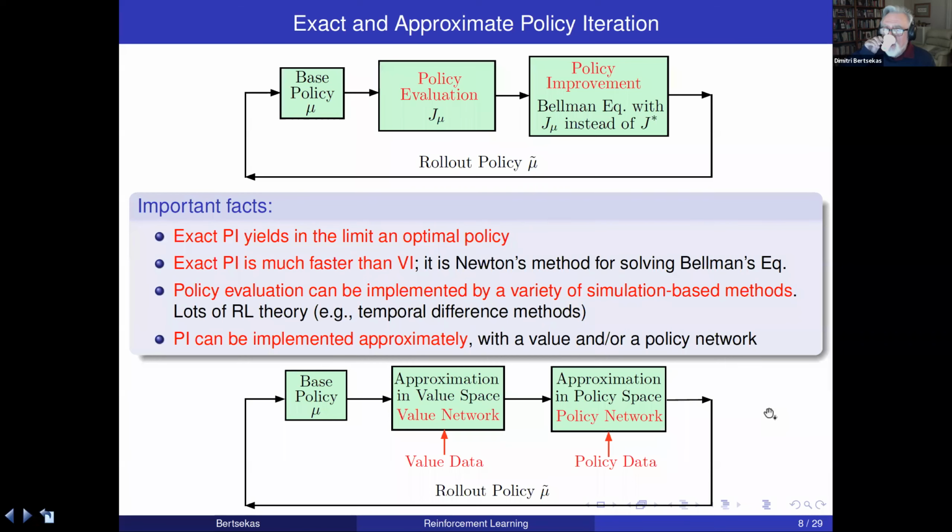Maybe you guys know all this already, given all the stuff that we went through. Are there any questions?